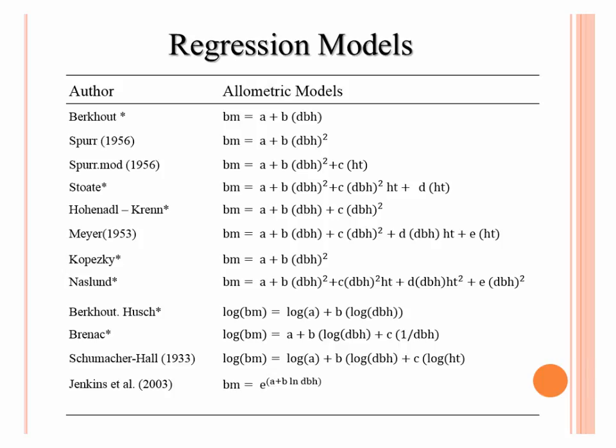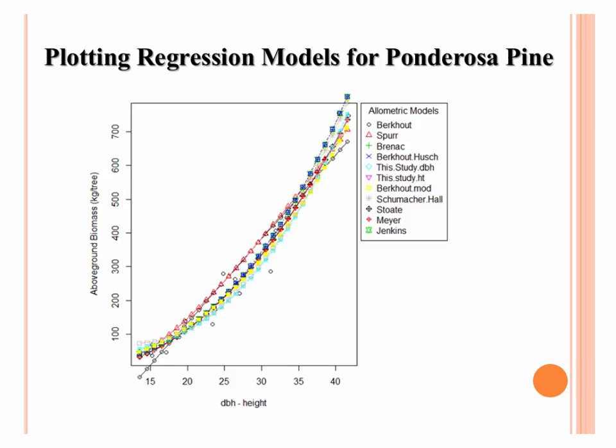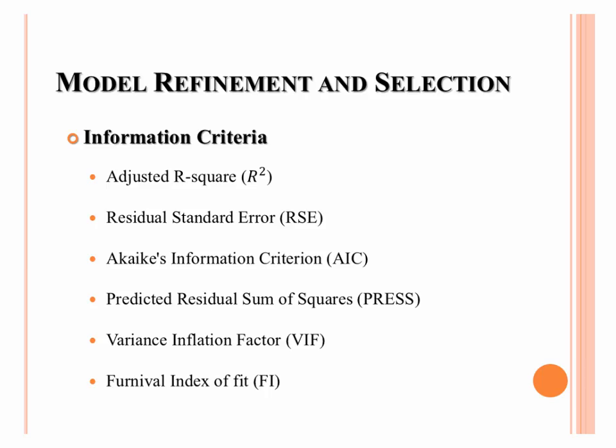a lot of models, but we decided to use 13 models because these models adjust very well to the range of data. If we plot these models in our data, we see that they do a very good job. Now we have 13 models from literature and 2 models from local data.